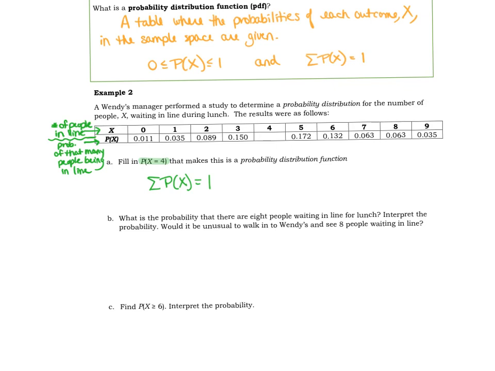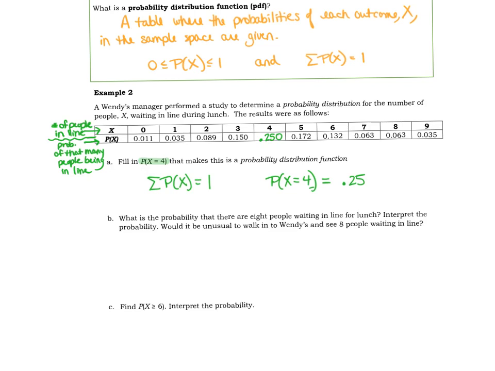So if you add up what's there, we will find that the probability that there are 4 people waiting in line has to be 0.25, because those other values add up to 0.75. So the way you would say this is the probability that X is 4 is equal to 0.25. Or what I prefer to do, instead of saying X all the time, I keep context. The probability there are 4 people waiting in line is 0.25. All right, so let's look a little bit further here.